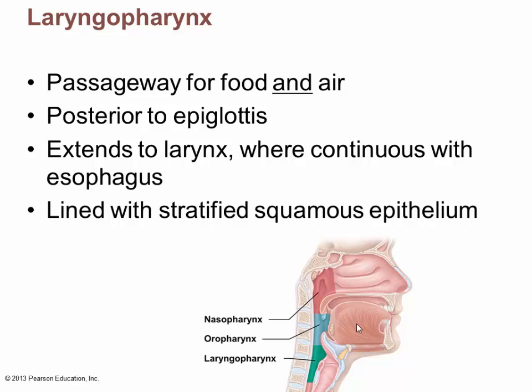The laryngopharynx, again, working our way down. We have both food and air, so it's lined with stratified squamous epithelium. It's posterior to the epiglottis. Here's the epiglottis right here. It's right behind that and works its way down. It goes all the way down to the esophagus or trachea, depending whether it's going to divide, or it extends to the larynx before it divides. And then it's continuous with the esophagus.